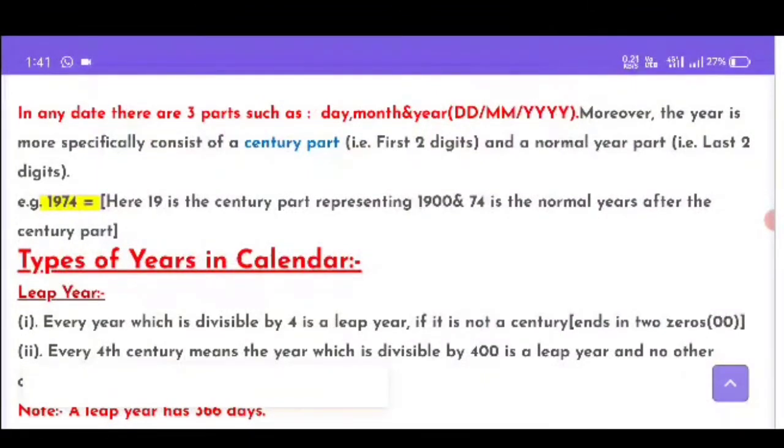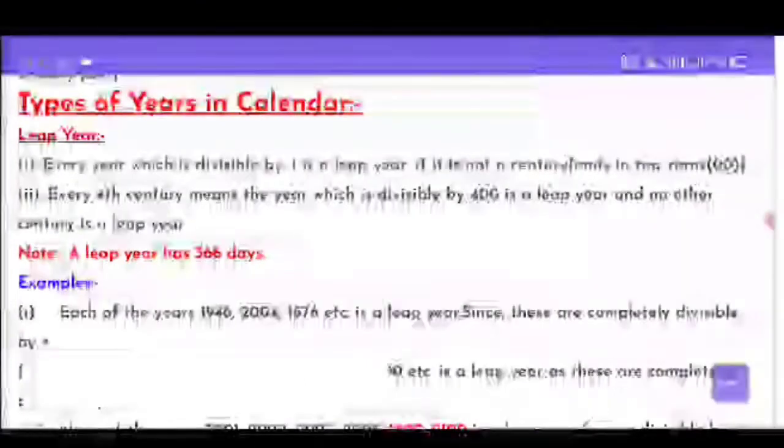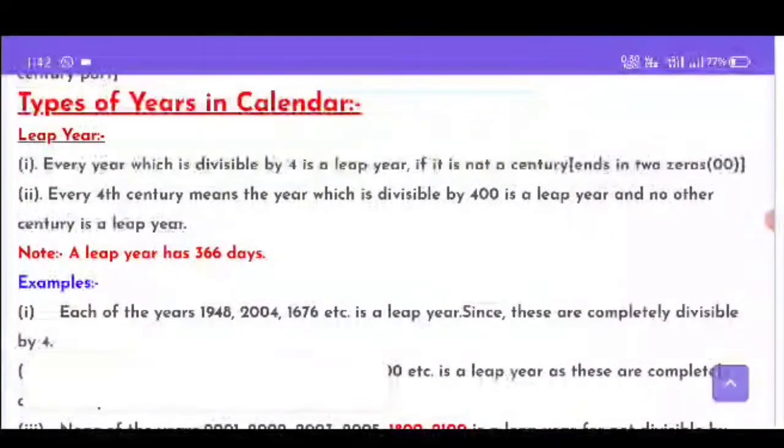So what are the types of years in a calendar? There is the leap year. Every year which is divisible by 4 is a leap year, if it is not a century, that is, it does not end in two zeros. Every fourth century, meaning the year which is divisible by 400, is also a leap year, and no other century is a leap year. Note, a leap year has 366 days, one more day than an ordinary normal year.